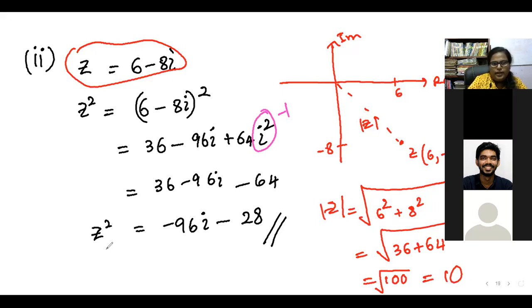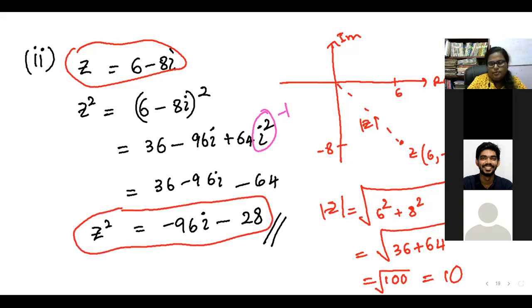Here you have to find the arg Z square. Z square is this complex number. So you have to find arg Z square, right? So let me share this one in the next slide. So here Z square in part C, I think, right? Z square is asking, it is minus 96i minus 28.